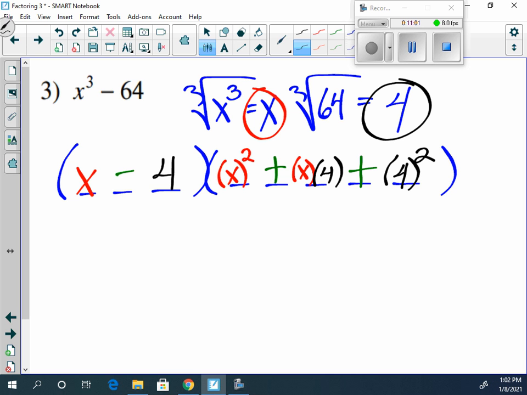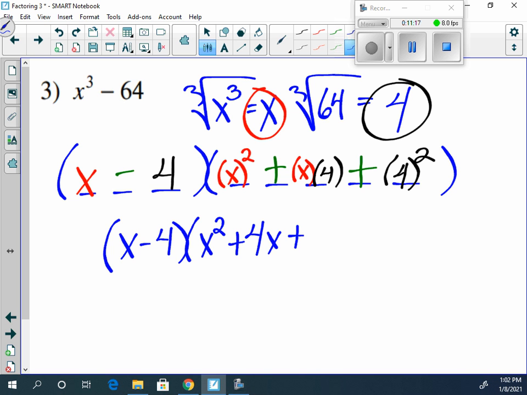We good with this here? Okay. And now we can just simplify it down, so we'd get x minus 4. Well, x to the second power, x squared, is just x squared. 4 times x is going to be 4x, and 4 squared is 16.